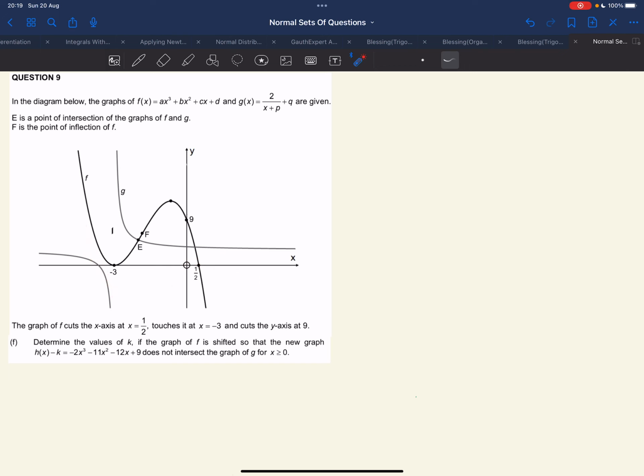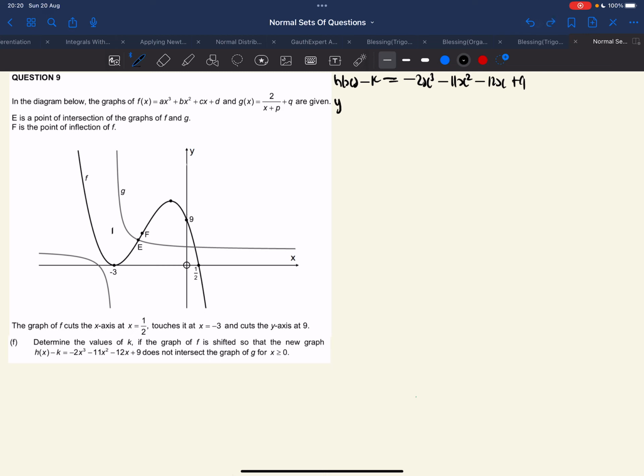All right, you understand? Because if it was values of k that are still bigger than 0, it was still going to be something that goes like this, or something that goes still like this. It will only be that the y-intercept will just change. All right, because remember we are given that h of x minus k equals minus 2x to the power of 3 minus 11x squared minus 12x plus 5.